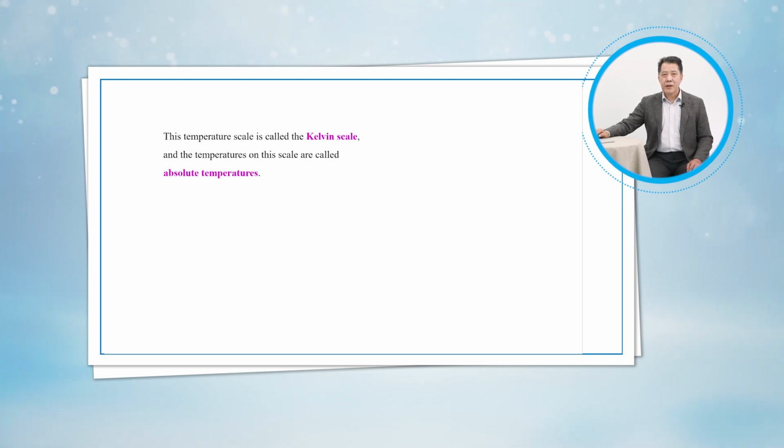This temperature scale is called the Kelvin scale, and the temperatures on this scale are called absolute temperatures. On the Kelvin scale, the temperature ratios depend on the ratios of heat transfer between a reversible heat engine and the reservoirs, and are independent of the physical properties of any substance. On this scale, temperatures vary between 0 and infinity.